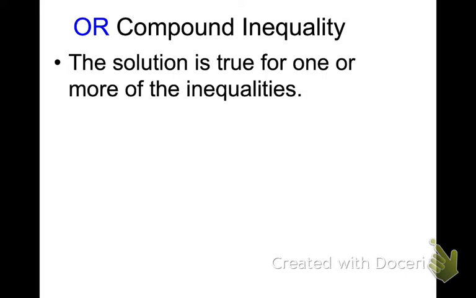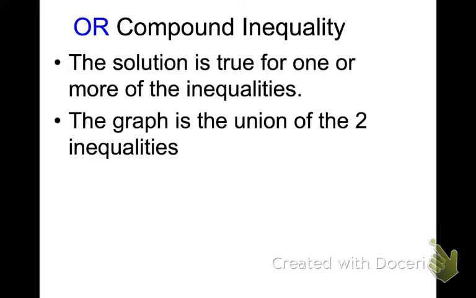of the inequalities. So your "or" compound inequalities would be the solution is true for one, and Cole, this is where the "or more" of the inequalities comes in, because you were true for both of the inequalities. So "or" is going to be true for one or more. When we think about the graph, it is what's called the union of the two inequalities.